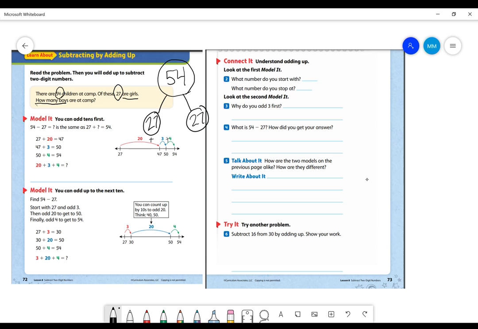Ooh, what kind of fact is this? 27 plus 27 is a doubles fact. That's when my two parts are the same number.